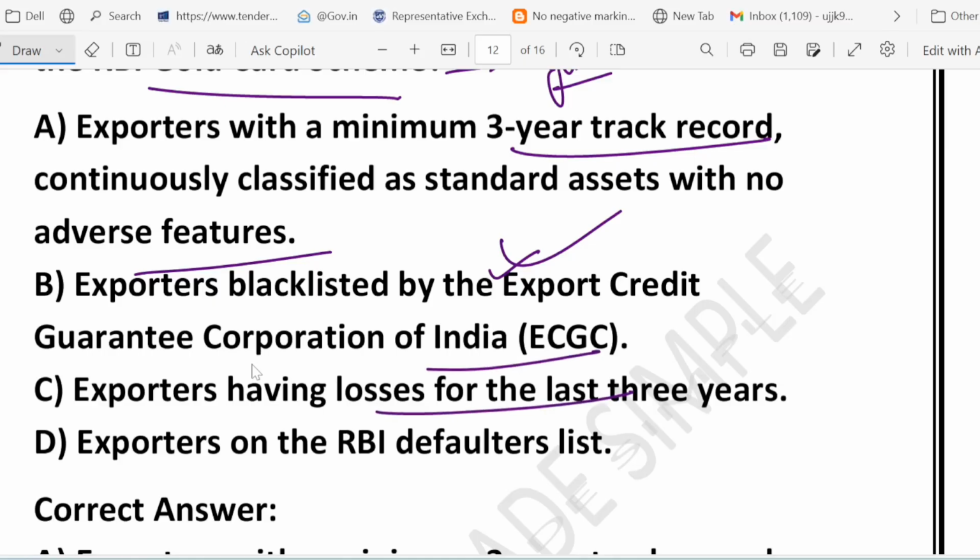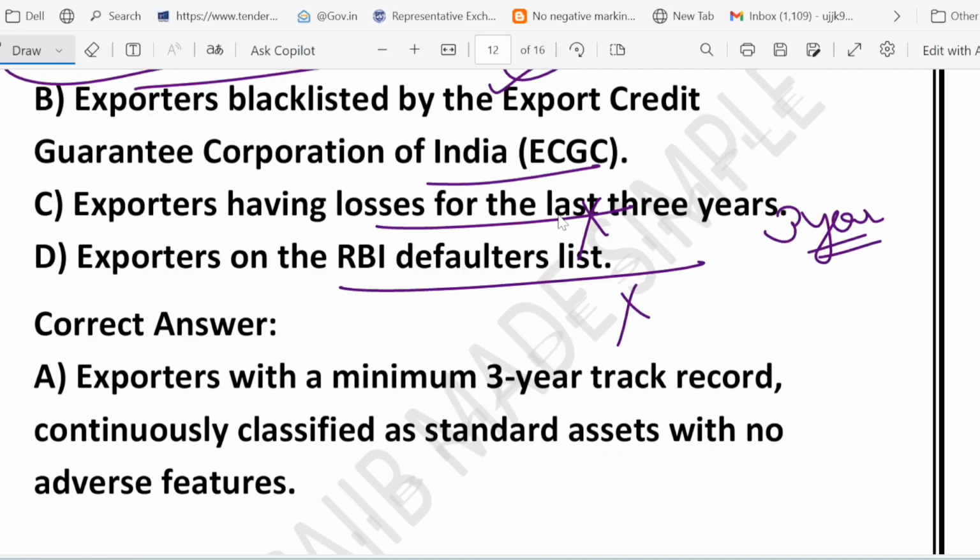What about option C? Banks want healthy business, not one running in continuous loss. So option C is also not eligible. What about D? D is the defaulter risk. If you are on the RBI defaulter list, it means you have already failed to repay a loan. No way you will get the gold card. So option D is also wrong. Right answer is option A.